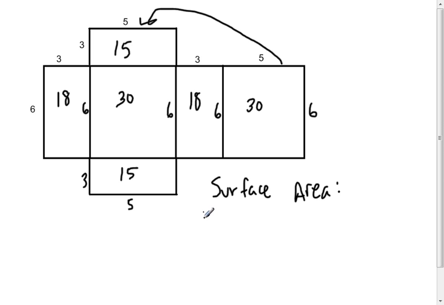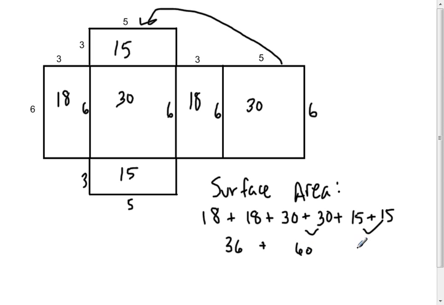is where we add up all of the areas that we just figured out. So 18 plus 18 plus 30 plus 30 plus 15 plus 15. I just wanted to group them. It's easier to add numbers that are the same. So you could write them in any order you want. 18 plus 18, we've got 36. 30 plus 30, that's 60. And 15 plus 15, that's 30. So we got 90 plus 36 is 126 units squared. If it's area, we're dealing with units squared.